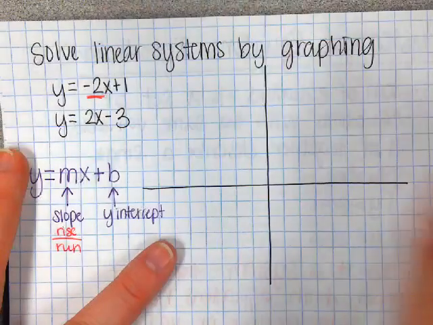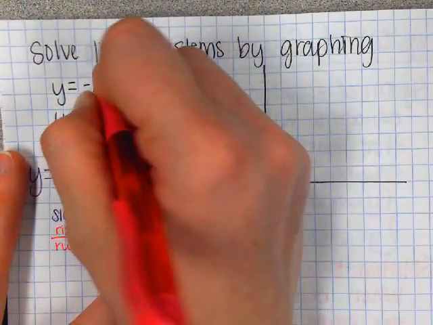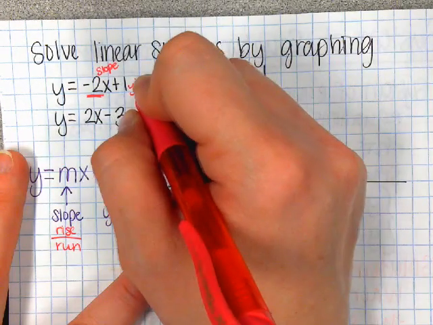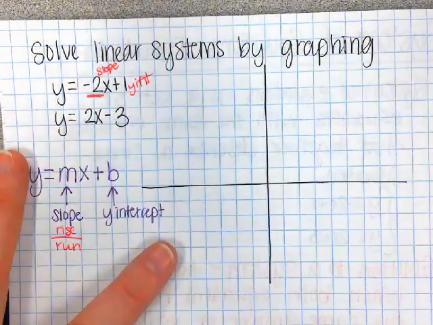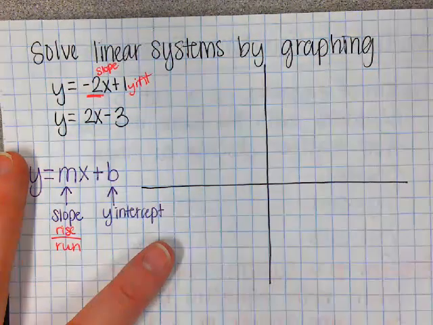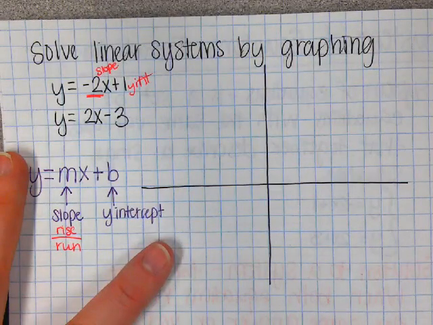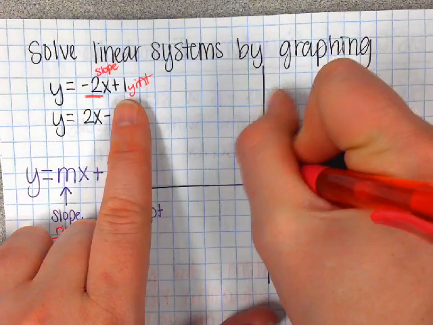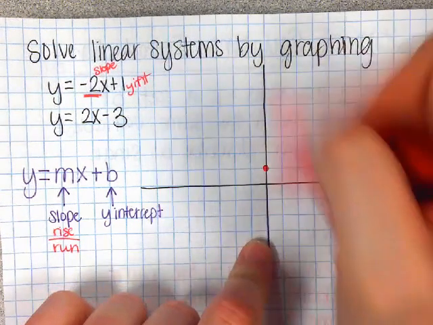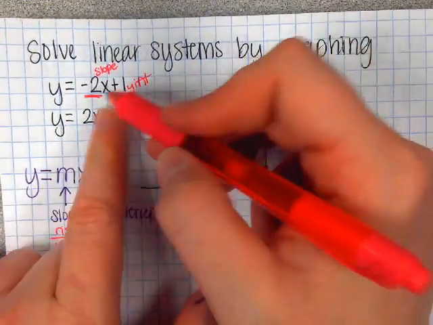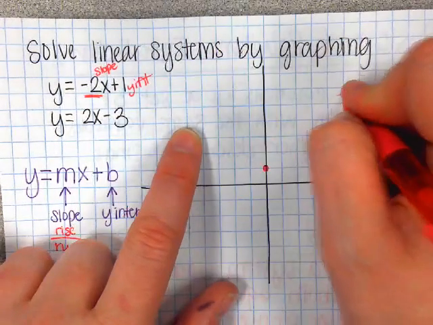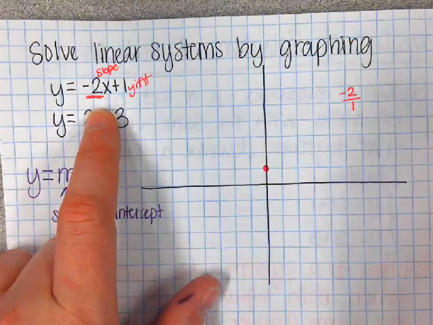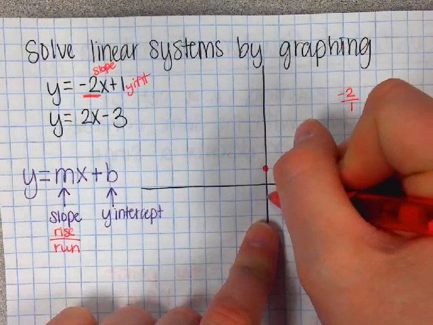Okay, so for this first equation, our slope is -2, and our y-intercept is 1. You always want to start at the y-intercept, so you're going to start at 1 on the y-axis. That's why it's called the y-intercept. Then the slope is -2, so that's -2 over 1. If there's no number underneath it, you always put it over 1.